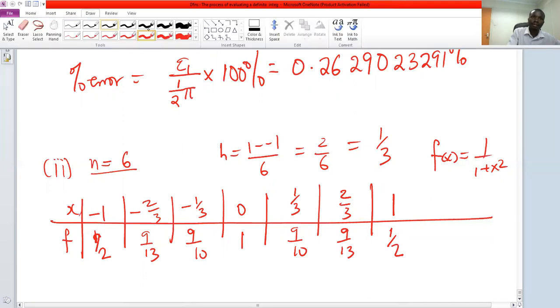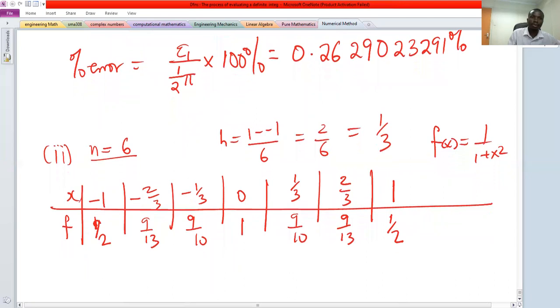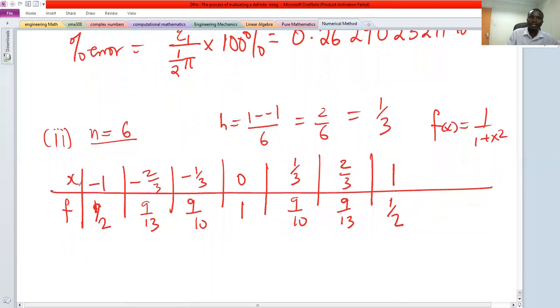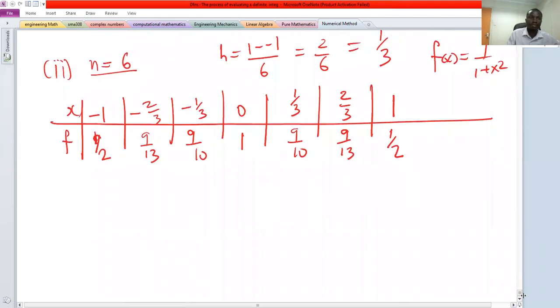And I advise when you're filling this table, unless it is impossible, express your values as fractions so that you don't have errors in the computation. Because immediately you start rounding off with this table, you are introducing errors in the calculation. So this is F0, F1, F2, F3, F4, F5, and F6.